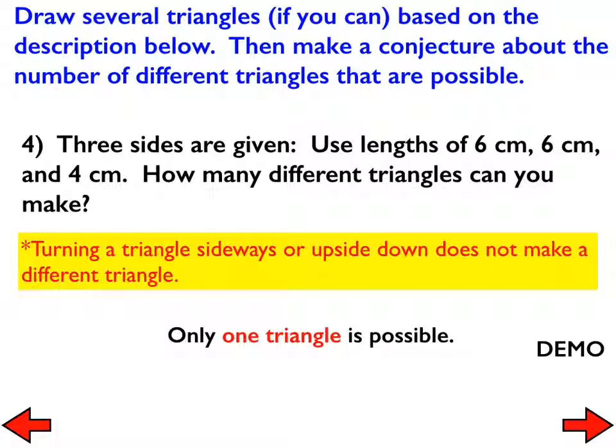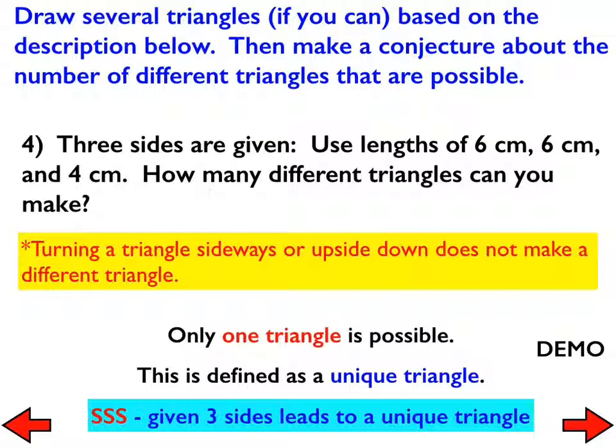And this is because, on the second line, write that this is defined as a unique triangle. I gave you 3 specific side lengths, meaning you would draw exactly that triangle, that unique triangle. And on the third line, please write SSS. That stands for side, side, side. I gave you 3 sides. That makes a unique triangle. A side, side, side unique triangle.